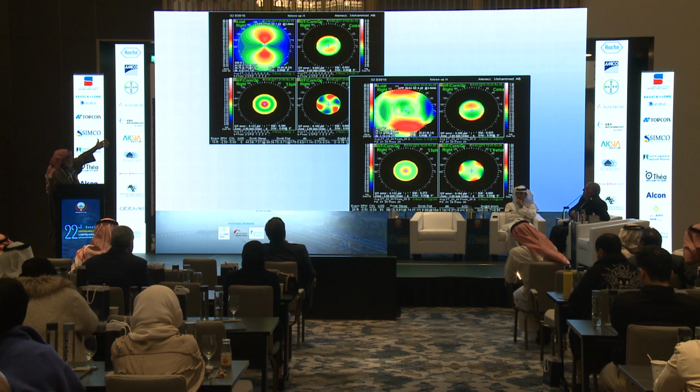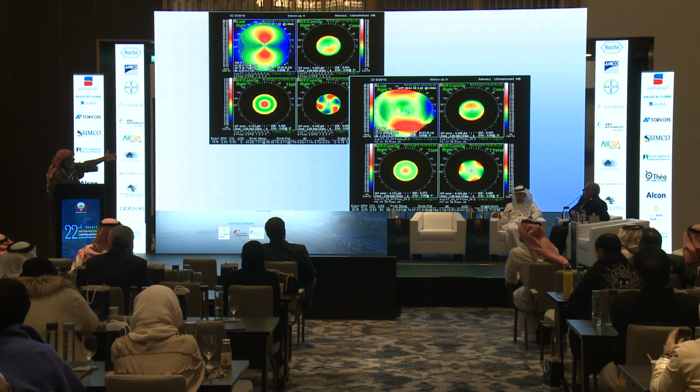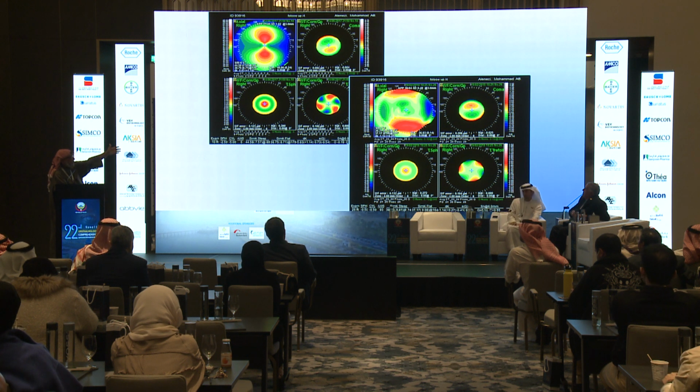This is a normal person with very high astigmatism. Coma, sphere, and trefoil are all low numbers. That one, after correction, looks terrible, the shape. But if you look at the function, all the functions are good. So you're not worried about this one.